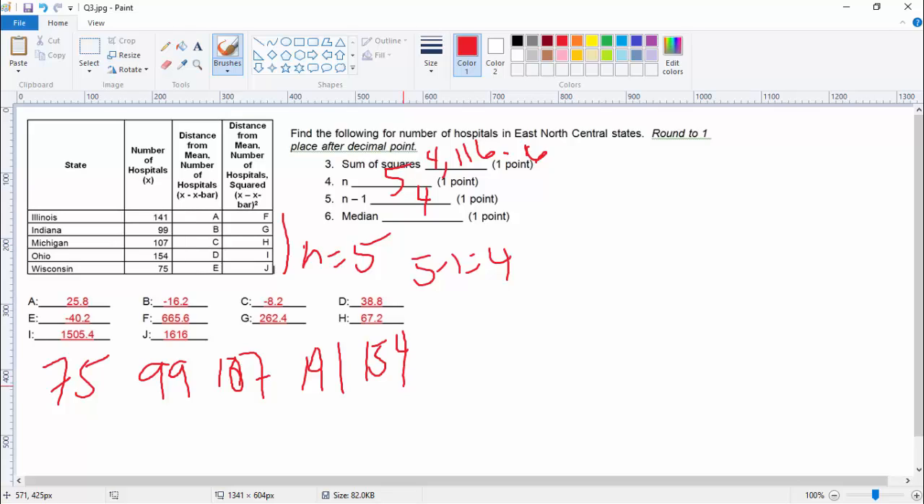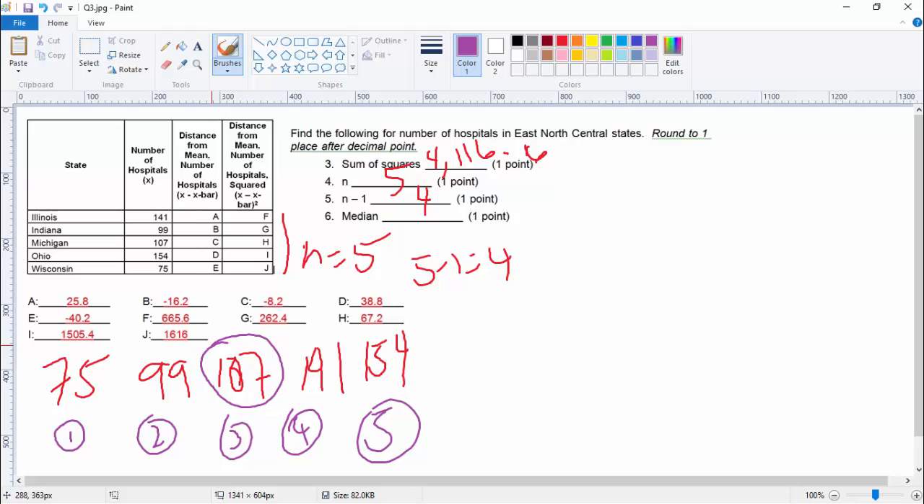Okay, so remember this is an odd number. I'll use a different color here. So this is position 1, 2, 3, 4, 5. So remember n equals 5. So there's an odd number of numbers. So where's our median? Our median is this one right here. So the answer then to number 6 is 107. I just can't write today. Okay, but hopefully you get the picture.